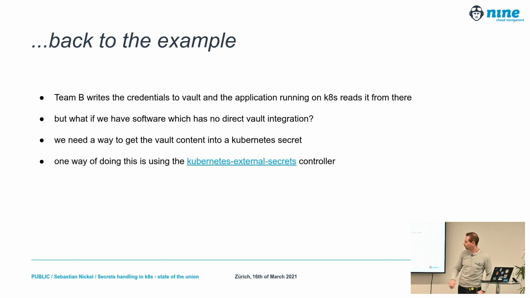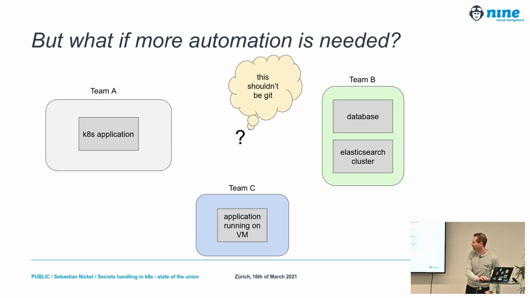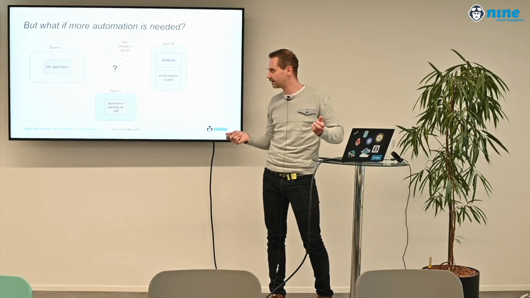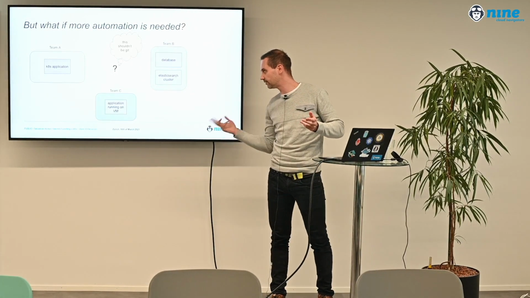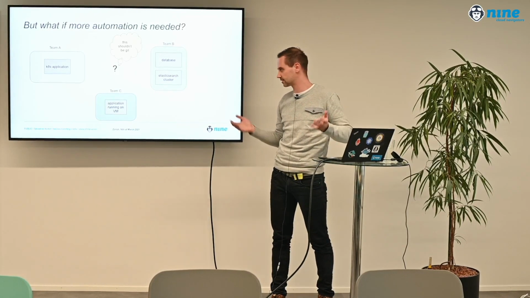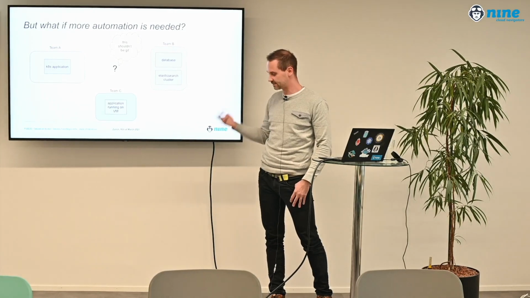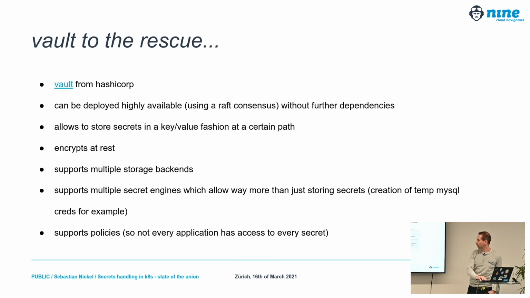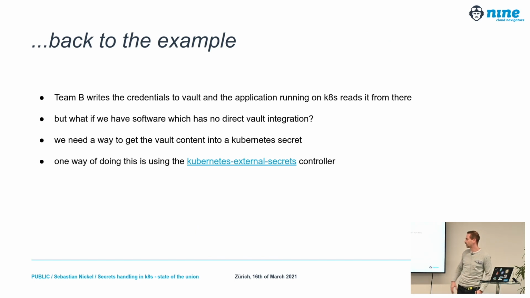So, back to the example. If my Kubernetes application talks Vault, so it understands the Vault API, then that's not a big deal. The same goes for the application running on the VM. If they all talk to Vault, that's cool, and then we don't need anything besides that. But sometimes you have applications which don't know anything about Vault. They just want to read their credentials from a local file, for example. That's what I want to talk about. We don't have any direct Vault integration, so we need a way to get the Vault content into a Kubernetes secret where our application can read it from.